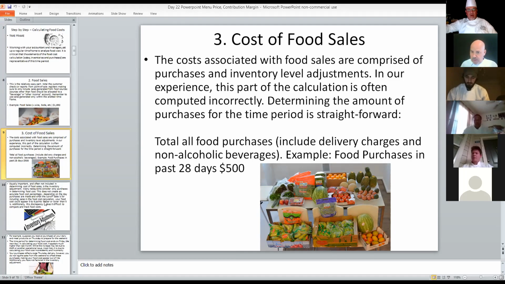Okay. And again, go back to the first week. The information that I sent you guys, one of them was the food cost tracker. You guys remember that one?